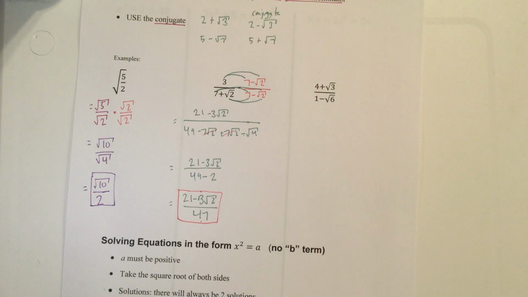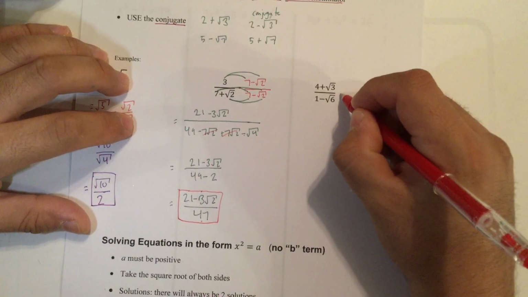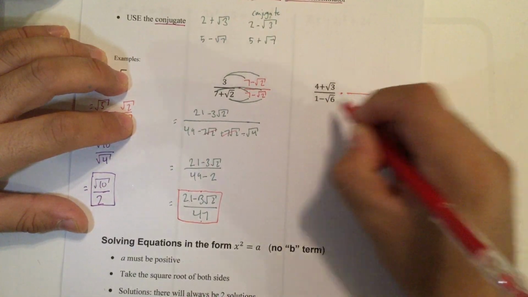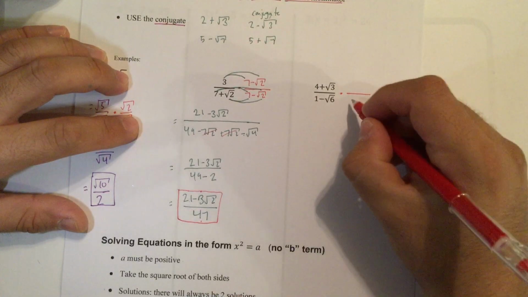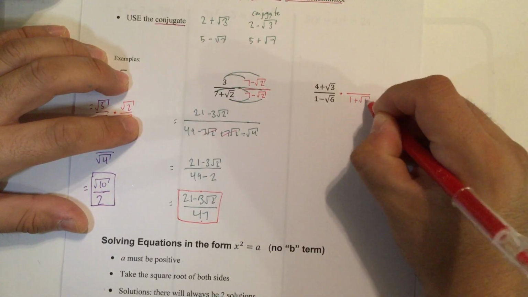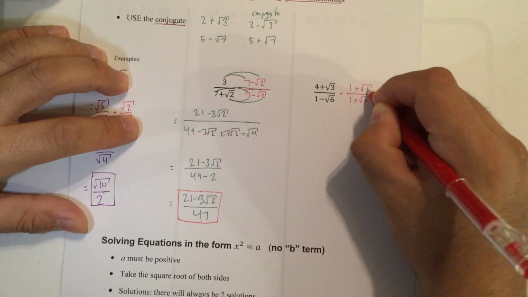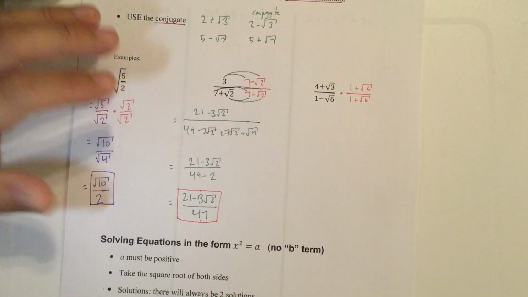Now with this one here, again, we want to find the conjugate. Notice there's 2 radicals, one in the top, one in the bottom, but we're only focused on the denominator. So our conjugate comes from the denominator here. So if this says 1 minus the square root of 6, the conjugate will be 1 plus the square root of 6. All right, and just like before, we're going to FOIL this out.